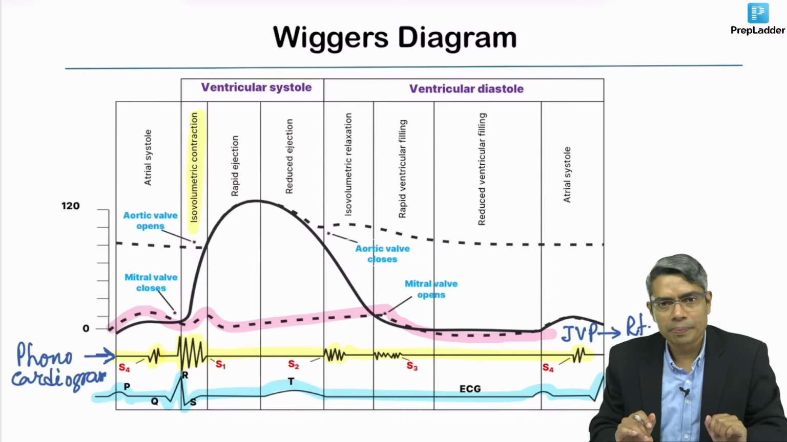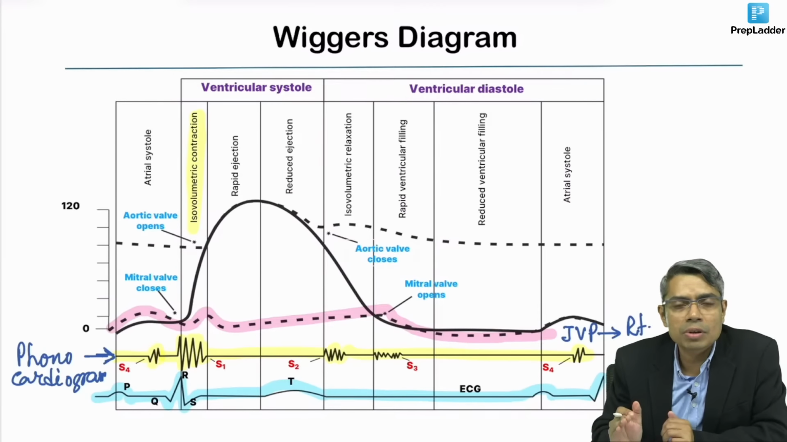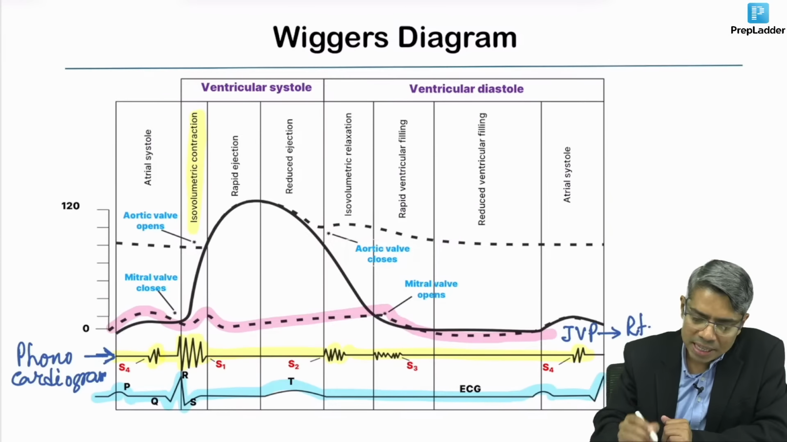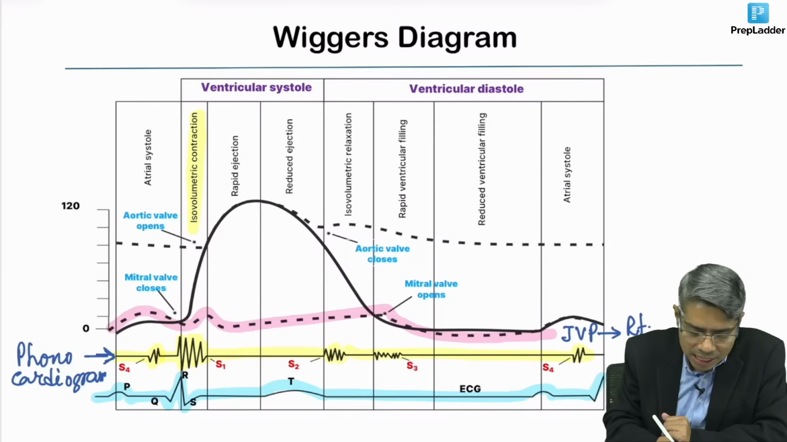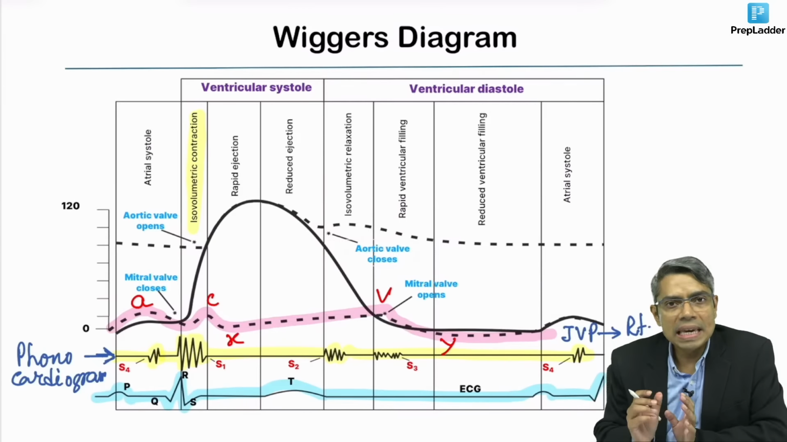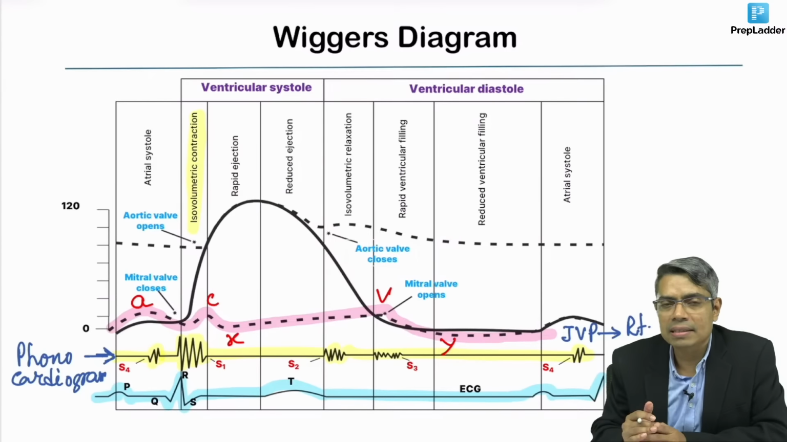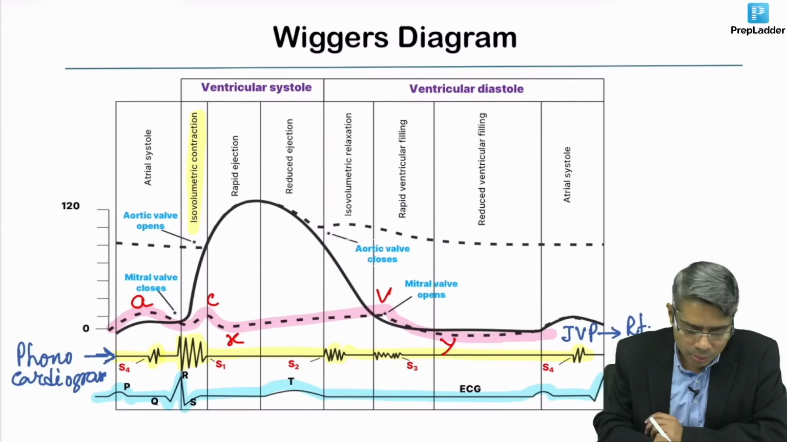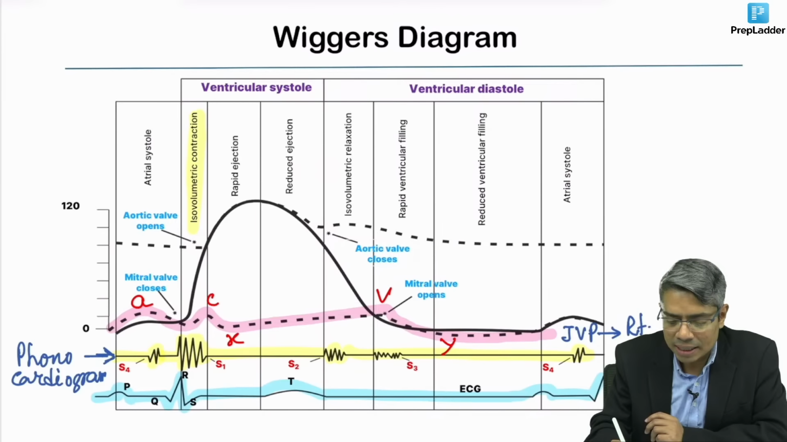Now, if I ask you to correlate the JVP and the heart sound, which heart sound corresponds with which wave of the JVP? It is very easy to remember. This is the A wave in the JVP, this is the C wave, this is the V wave, this is the X and this is the Y descent. Now, the A wave in the JVP means atrial contraction, responsible for a heart sound, that is the fourth heart sound if it is present. So, with this A wave in the JVP, the small heart sound you are getting here is the S4.